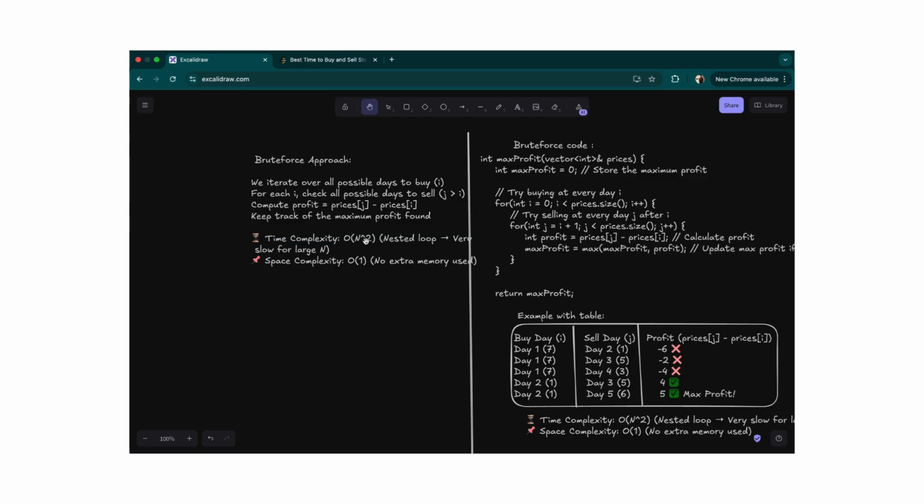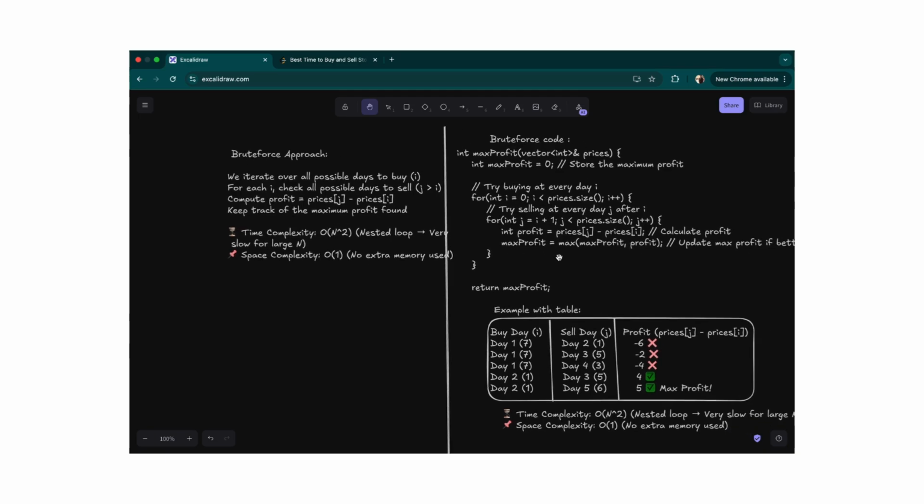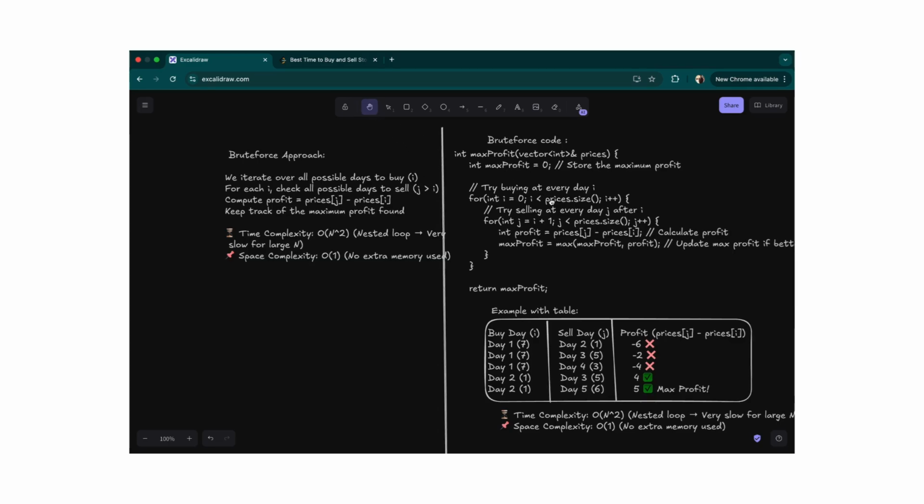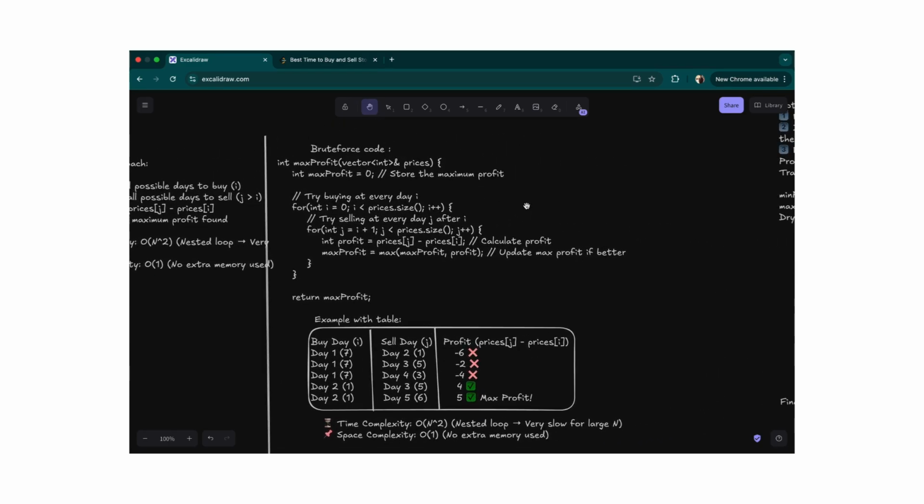So for very large inputs, it will be a very slow solution. So the interviewer will not be happy with this approach. So we need to think of something better. Okay, and the space complexity is constant as we are not using any extra space. So we need to think of a better approach which will be reducing the time of the solution basically.